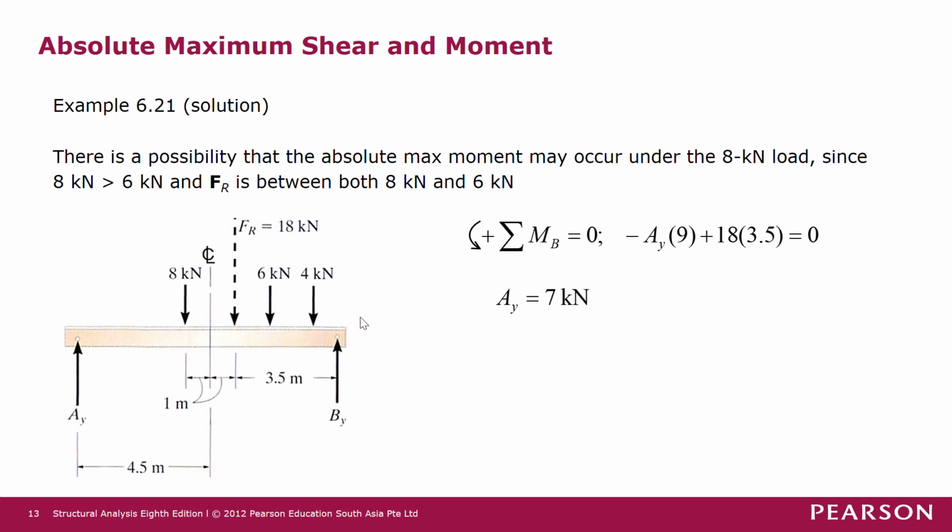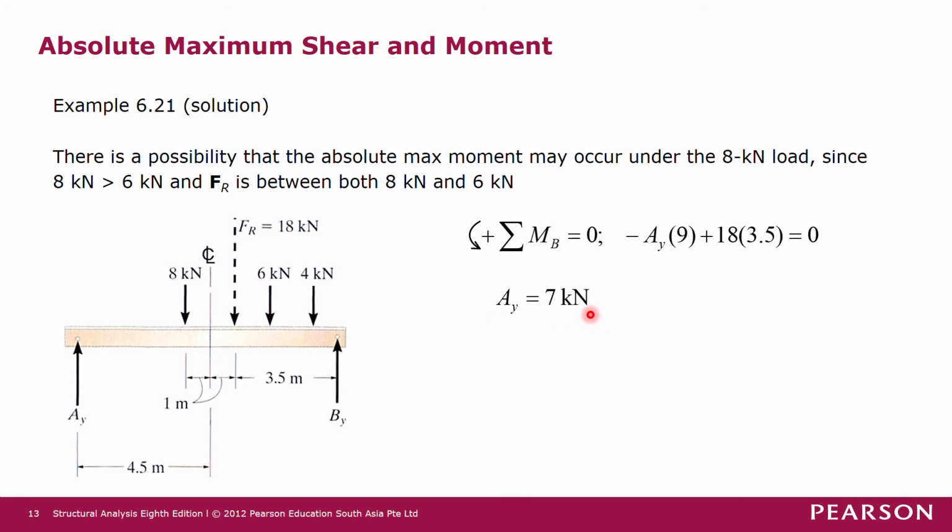With this arrangement of load, we can calculate the reaction AY by summing moment here. The summation of moment here will yield minus AY times 9 plus 18 times 3.5 equals 0. You notice that the 8 kilonewton force, the 6 kilonewton force and the 4 kilonewton force do not appear in this moment equation because they are already represented by this resultant force Fr, which is 18 kilonewton. From this we solve for AY and we get 7 kilonewton.